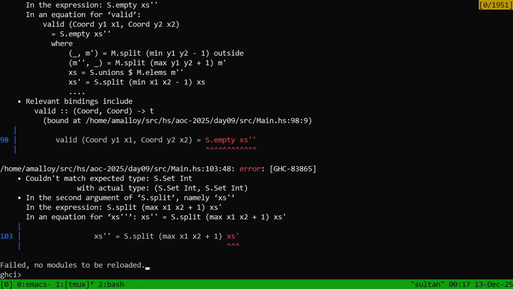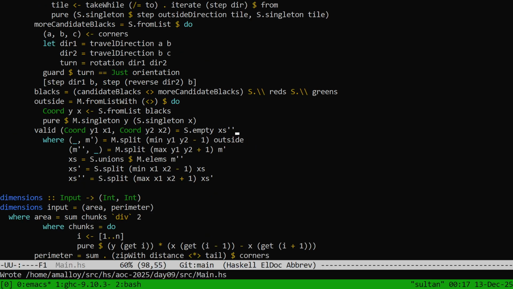No. Oh, right. I have to do the same pattern matching here. So at the lower end, we drop the first one. At the higher end, we drop the second one.